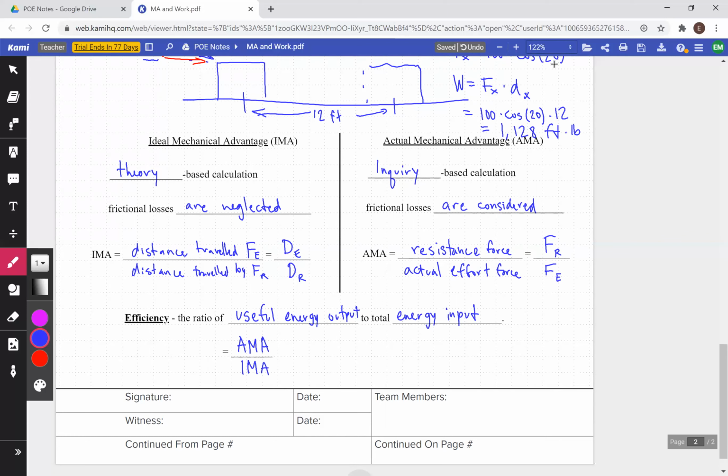Okay. Now, there are multiple ways that we can talk about ideal mechanical advantage, actual mechanical advantage, and efficiency, that'll be specific to different types of simple machines, but we'll get into those as we go through each simple machine.